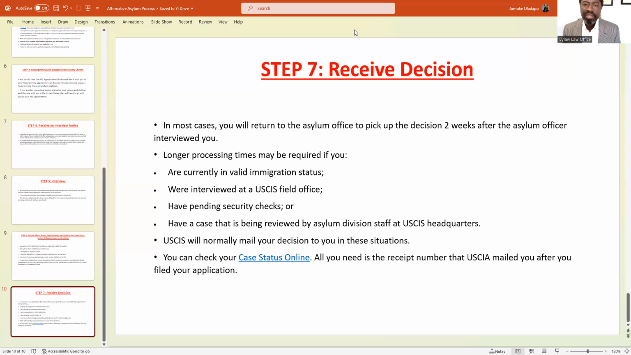Now, these are the steps to the affirmative asylum application. Follow these steps. If you have any questions, you may contact our office.